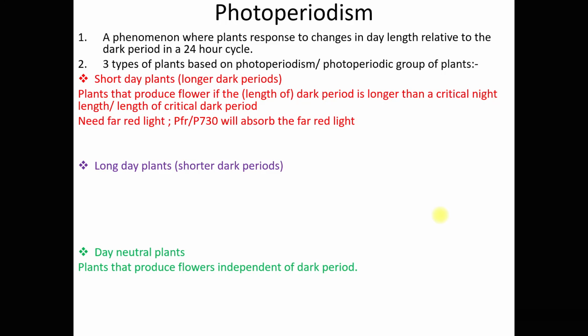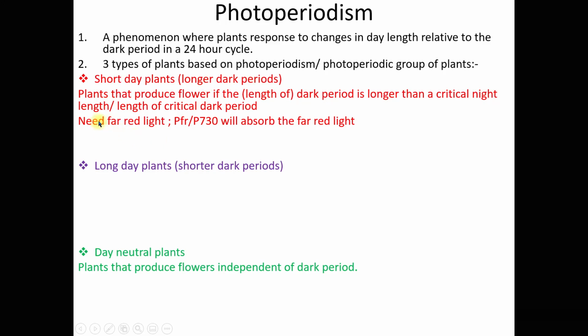They don't need much red light, sorry, far red light. So the short day plants need far red light, the far red light that is available during nighttime. That makes sense. Short day plants want to be exposed to red light as minimally as possible. They want longer dark periods. So short day plants need far red light.